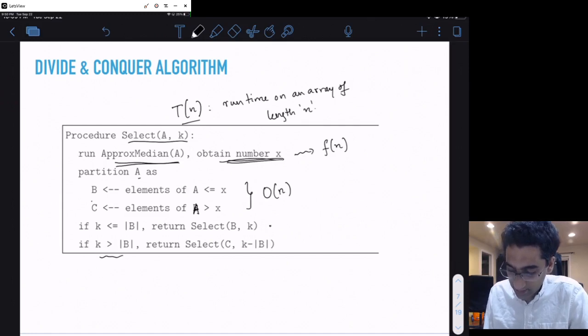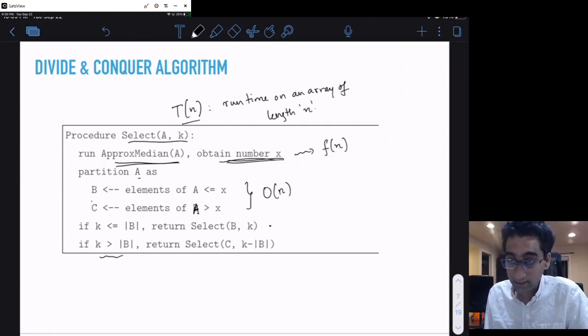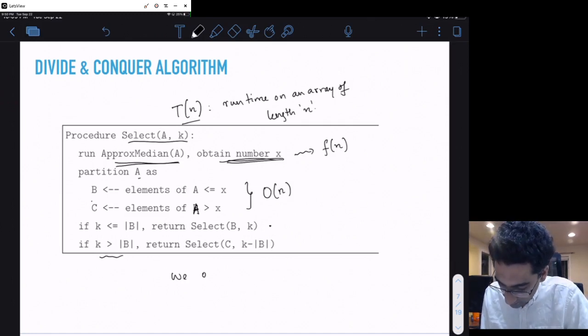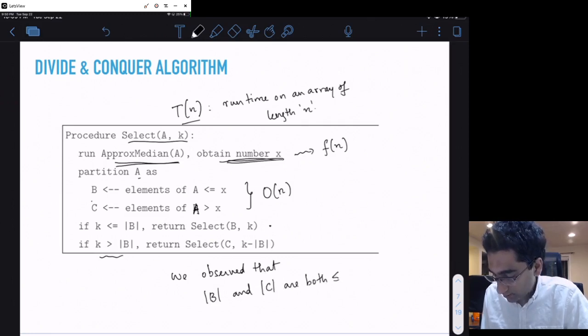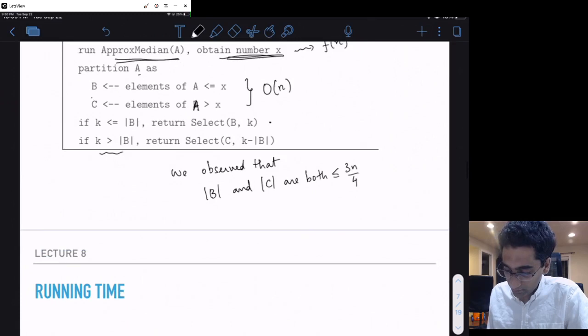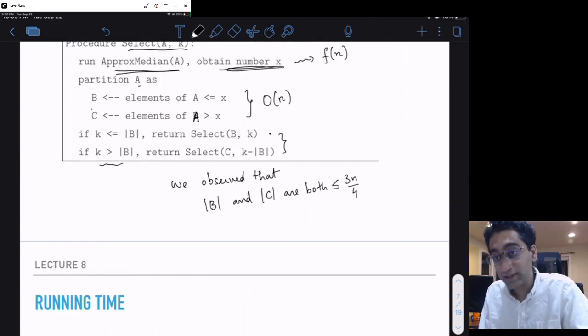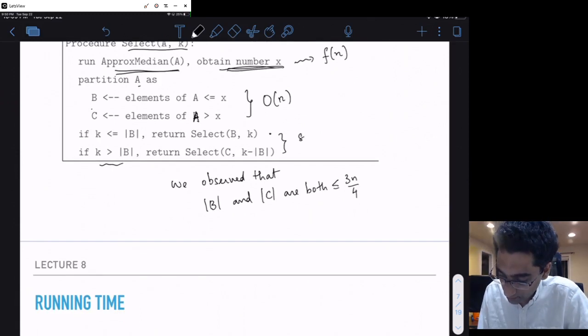And then there is some case analysis, and you either go into B or you go into C. But we just observed that the size of B and the size of C are both less than or equal to 3n by 4. This is what we just saw. And what that means is that both of these are sub-instances of size at most, these are at most t of 3n by 4.